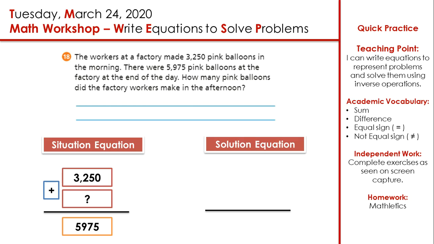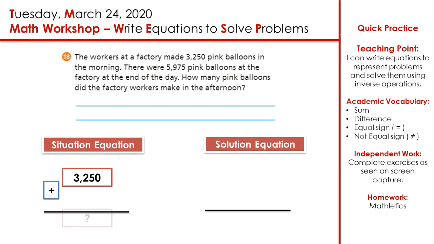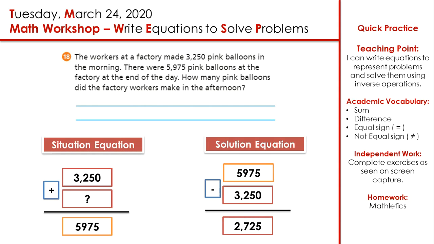So if I go to my solution equation, there you are. So now, at the very top, I have my total. Then I'm subtracting the item that I know, which is 3,250. And then as a result, as a difference, I will get my missing item, which is 2,775 pink balloons in the afternoon.